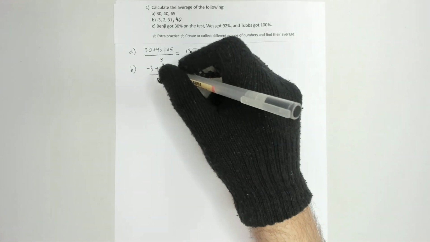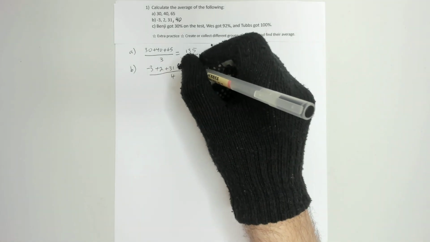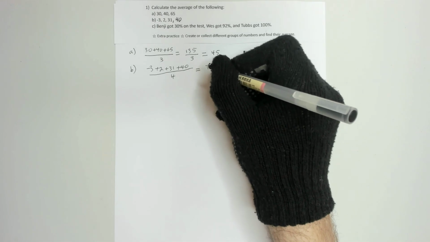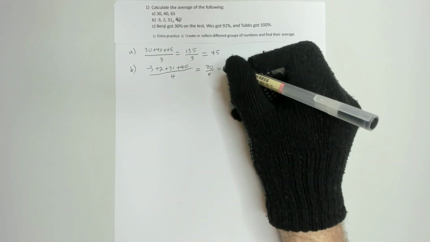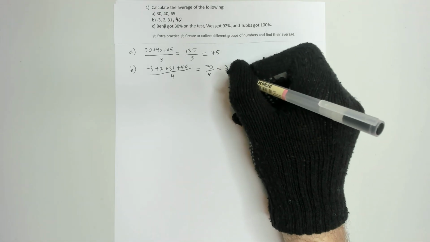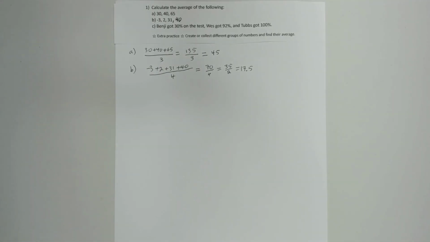So negative 3 plus 2 is negative 1, plus 30 is just 30, and then plus 40 is 70. So we're looking at 70 over 4, which we could simplify down into 35 over 2, and that is the same thing as 17.5. So the average of those 4 numbers, the number that kind of represents all of them, is 17.5.